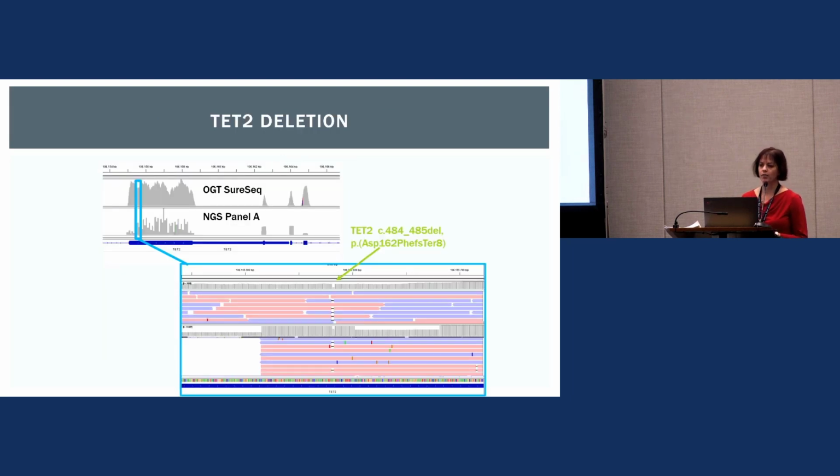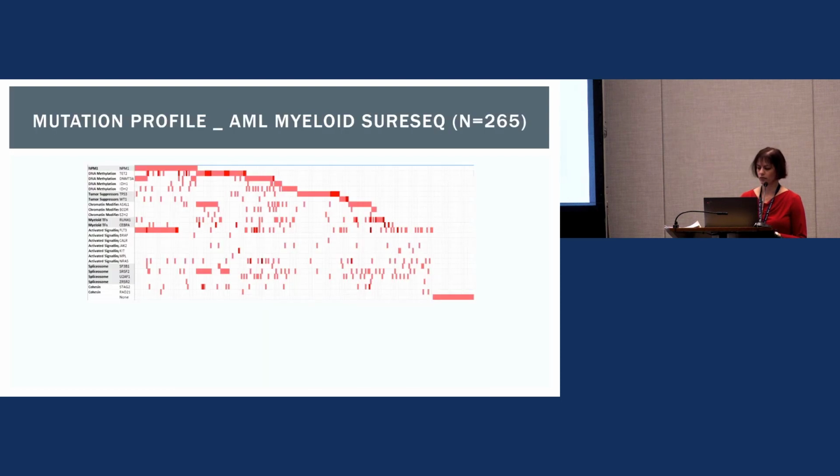We also saw, for a number of important pathogenic variants, that we were able to detect them using both platforms, but with the OGT, we did have much more consistent coverage across the regions that we were interested in. This is an example here of a TET2 variant with a 2 base pair deletion. We have since gone on, and we are now using this with a larger cohort of patients on a much more regular basis.